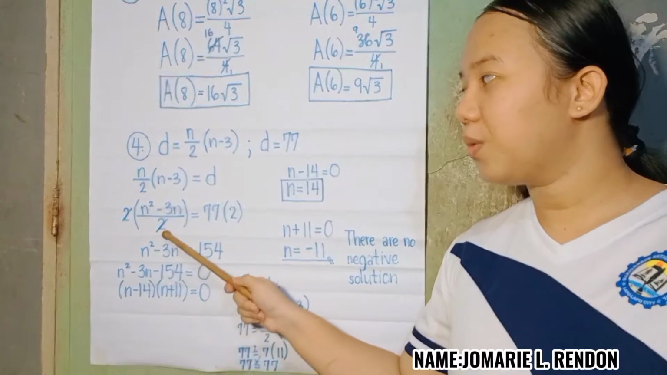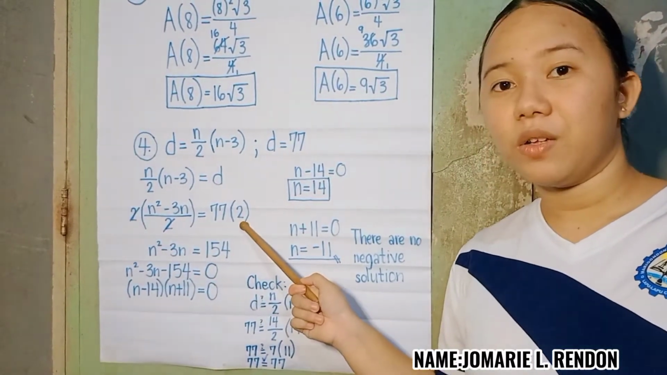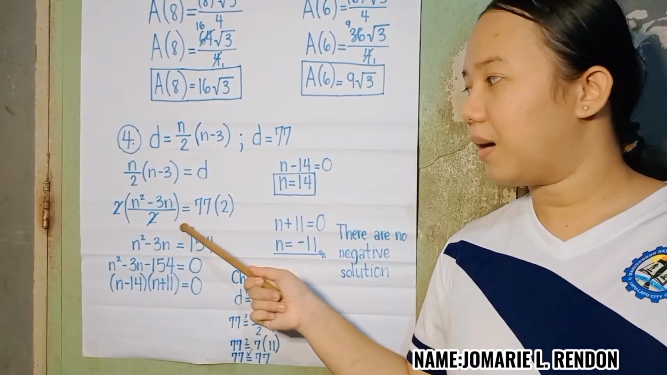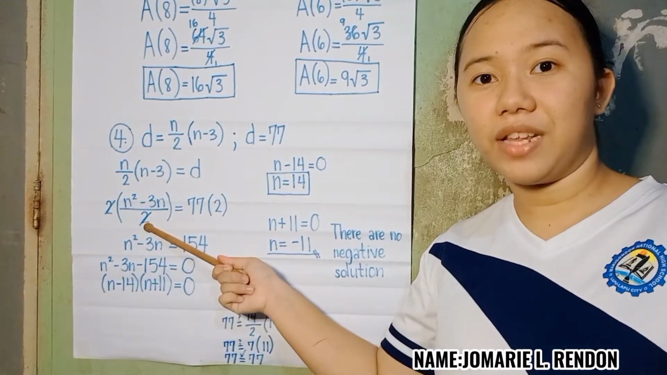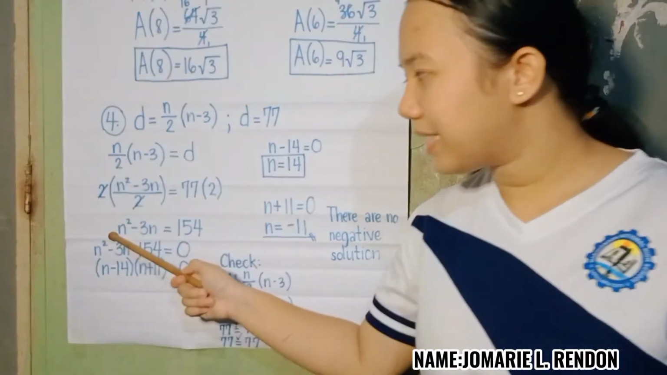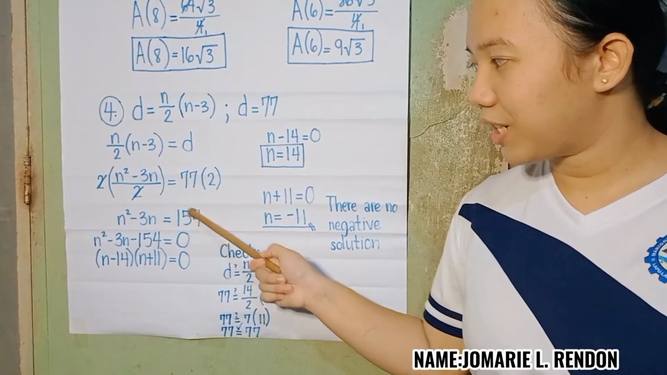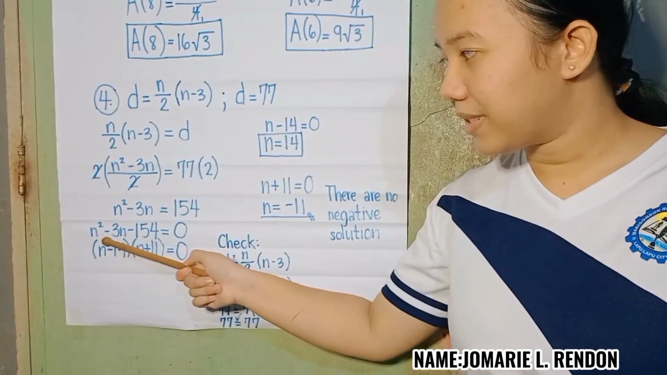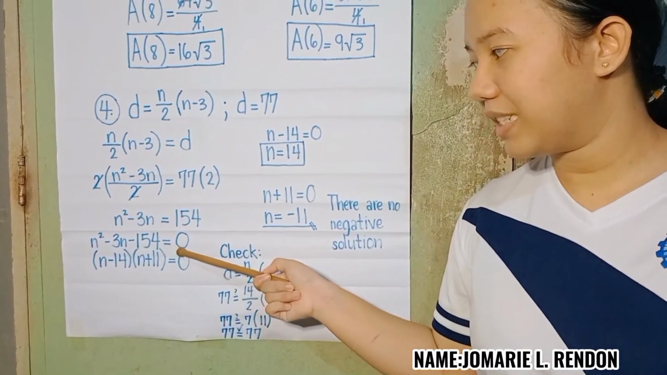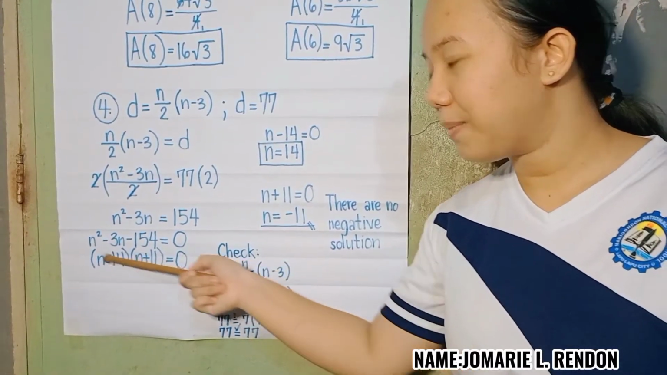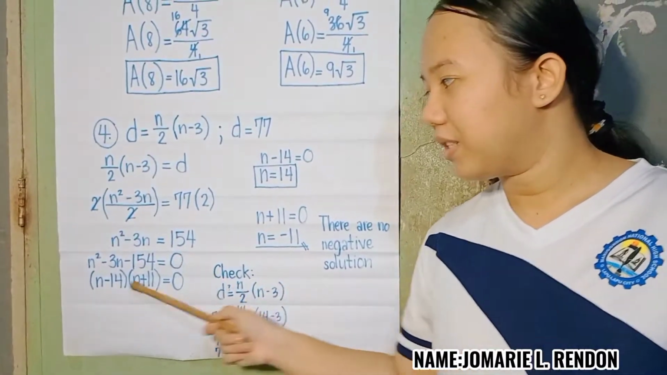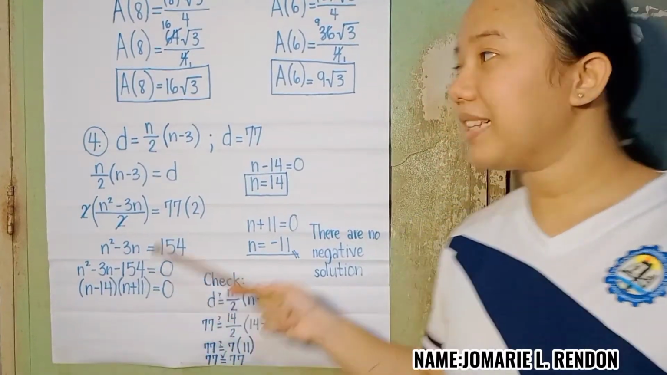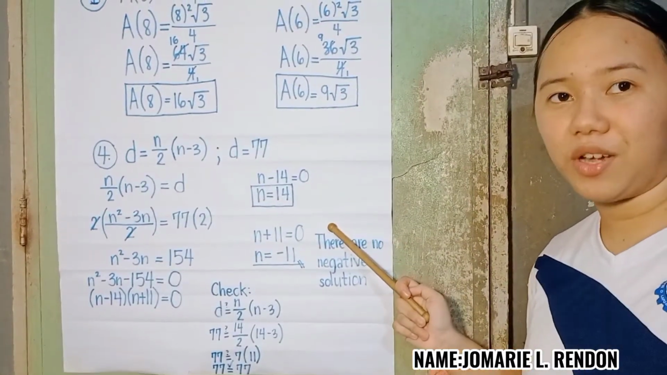So we need to multiply both sides by 2 so that we can get rid of the denominator. Here's the answer. And we have to transpose this. n squared minus 3n minus 144 is equal to 0. And we need to simplify the polynomial. So here's our answer. And the next thing, we should get the solutions.